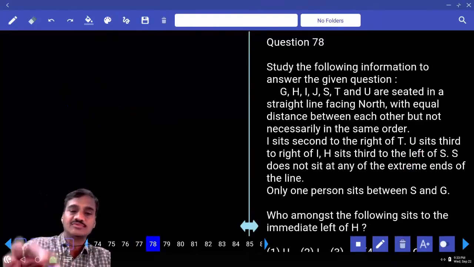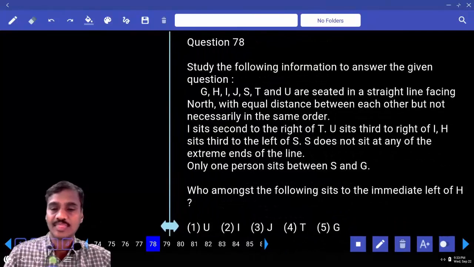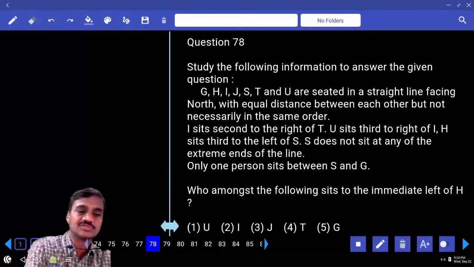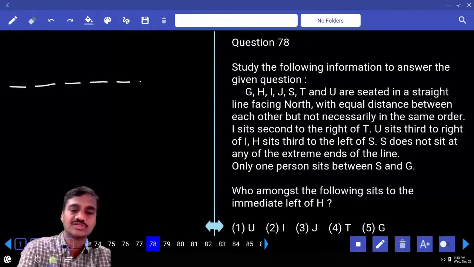Then 78 onwards. What is the information we have in this one? Seven persons, G, H, I, J, S, T and U, are seated in a straight line, and they are facing towards north. 1, 2, 3, 4, 5, 6, 7.